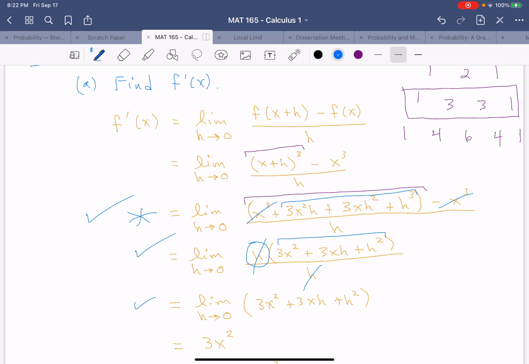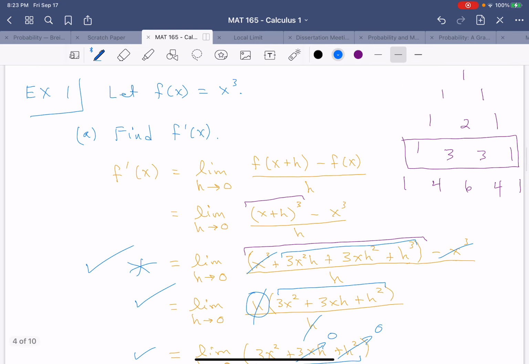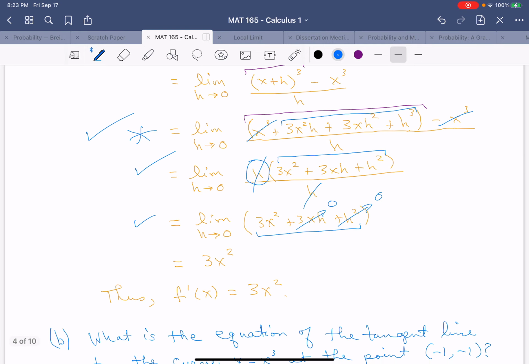And so we're taking the limit as h goes to 0 of what's left. And now we can just plug in h equals 0. And so this part is gone, that's 0, and this is 0. So what we have left is just 3x squared. So, in summary, remember our original is f of x is x to the third. And the derivative of that is f prime, and f prime of x is 3x squared.